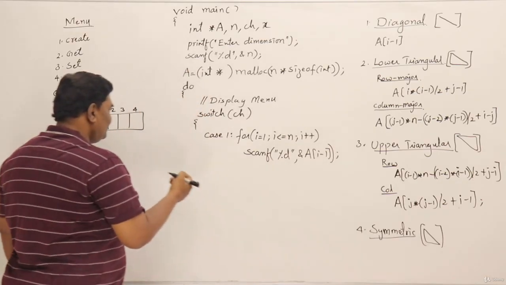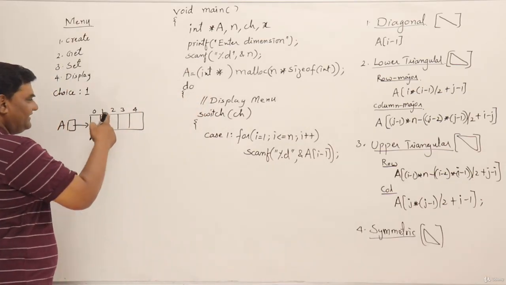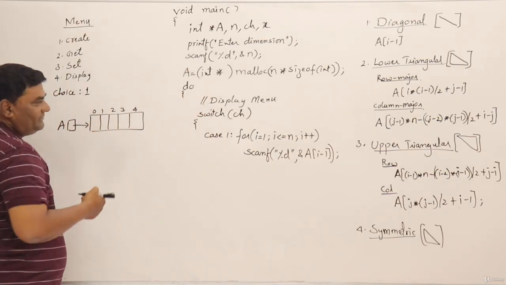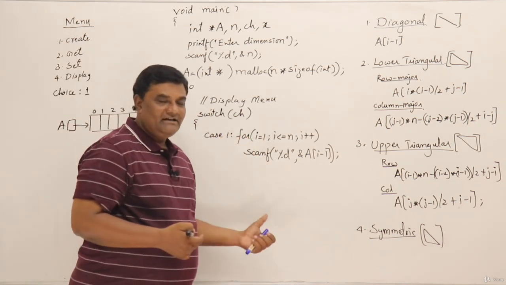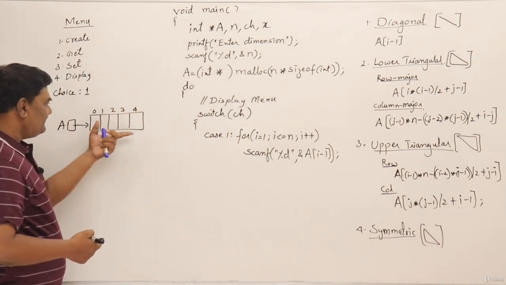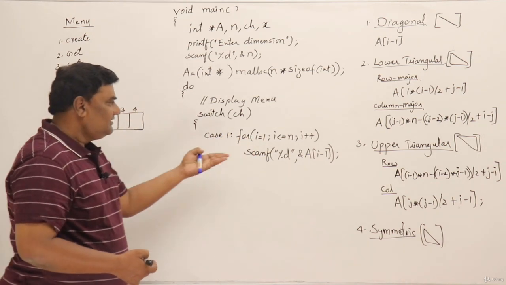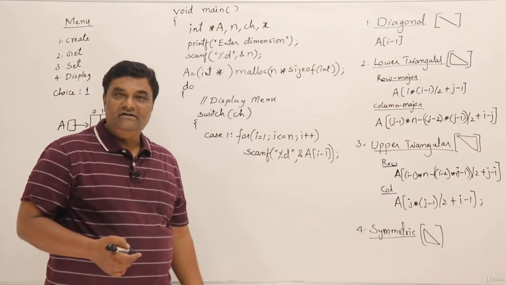So the first row element will be filled in this one, then next row here, next row here. So all these elements will be filled. It will be reading 5 elements and storing them in a single dimension array of size 5. This is for creating an array.